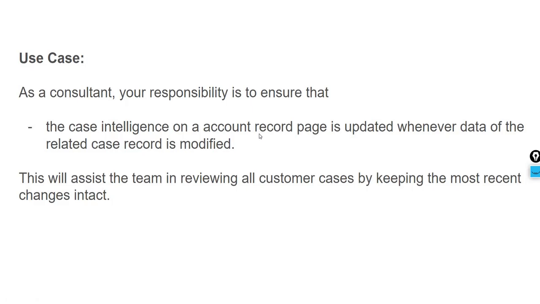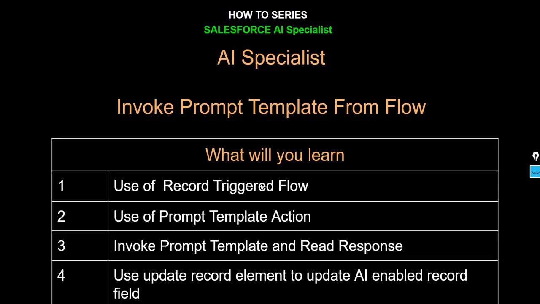The case intelligence field on the account record page should be updated automatically when any associated case record is modified. We are doing this to ensure that the case summary is always up to date. We're going to use Flow again to invoke the prompt template, which will generate the content for the case intelligence field. Just like the previous example, we're going to follow the same steps.